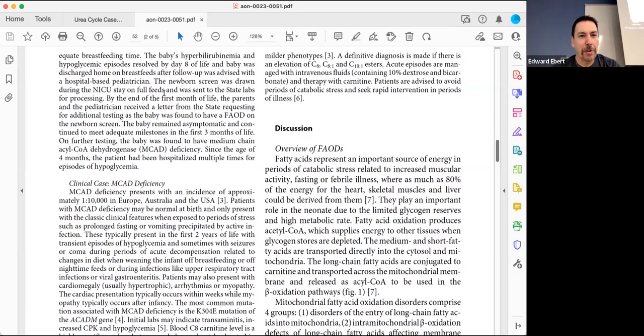So we look here at the background, and this is kind of neat because the background gives us the medical history of the patient from a child. And the key component is this MCAD deficiency, or medium chain acyl-CoA dehydrogenase deficiency. All right. So what does that mean? You guys recall anything about fatty acids? So where does fatty acid oxidation take place?